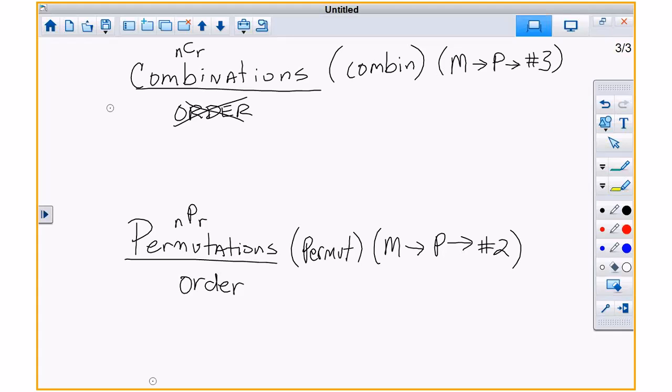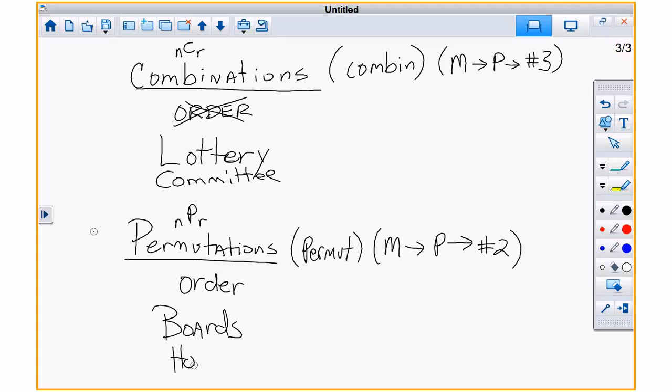What else do I need to tell you? Well, most of the time when you're talking about combinations, we're talking about these type questions. And when we're talking about these type questions, we're talking committee. Is it two T's? And boards. And horse races.